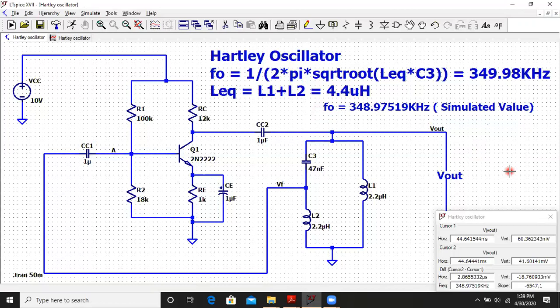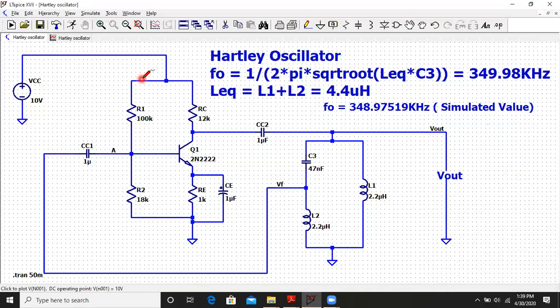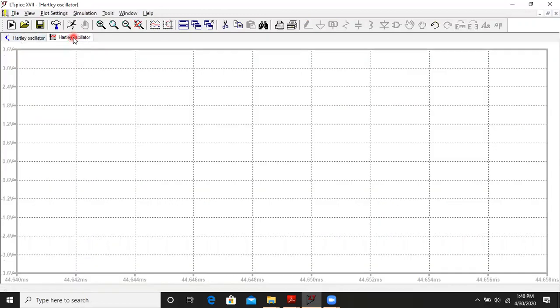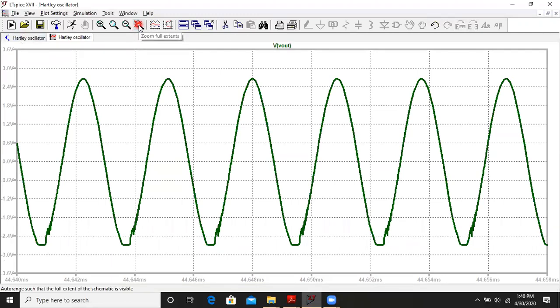The theoretical value by formula is coming out to be 349.98 kilohertz, and the simulated value in LTspice simulation is coming out to be 348.975 kilohertz. So in this way, you can simulate the circuit of a Hartley oscillator and observe the sinusoidal high frequency waveform. Also, one more thing which I want to share is that this distortion is fairly observed at very high frequency, but nevertheless, more than 90% of the waveform is a sinusoidal waveform.